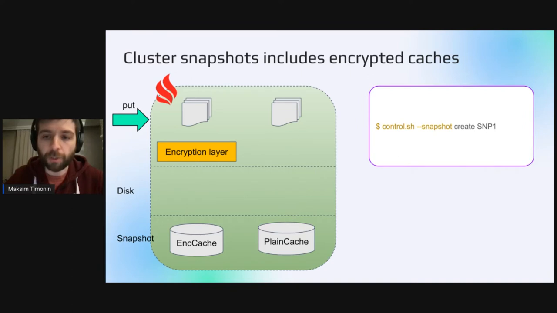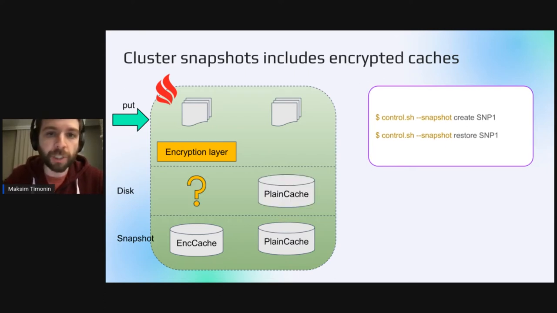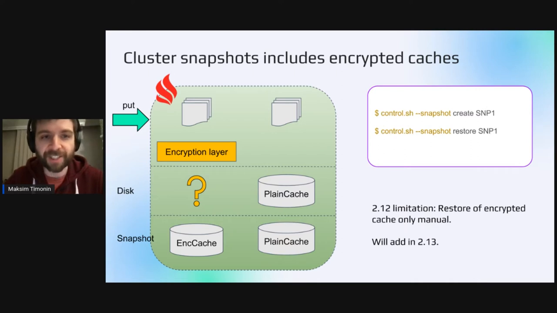So what about restoring? For example, we have a cluster and now we want to restore our data from a snapshot. We can use the control utility with the default restore command for the snapshot. Currently it restores only plain caches and skips encrypted caches, unfortunately. This is a limitation of 2.12, but it will be fixed soon.